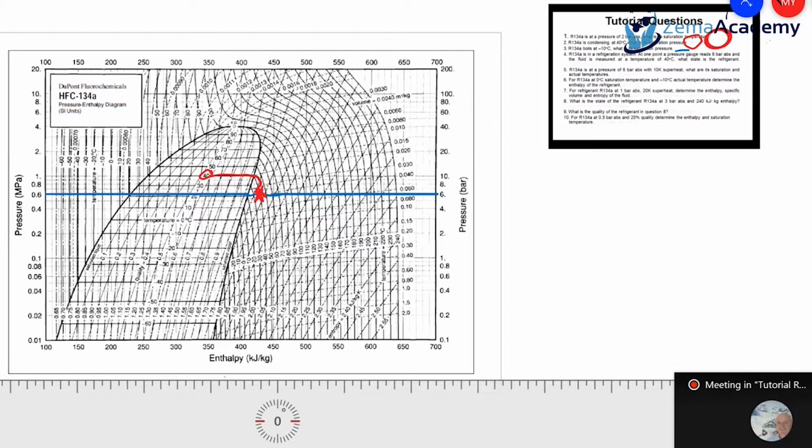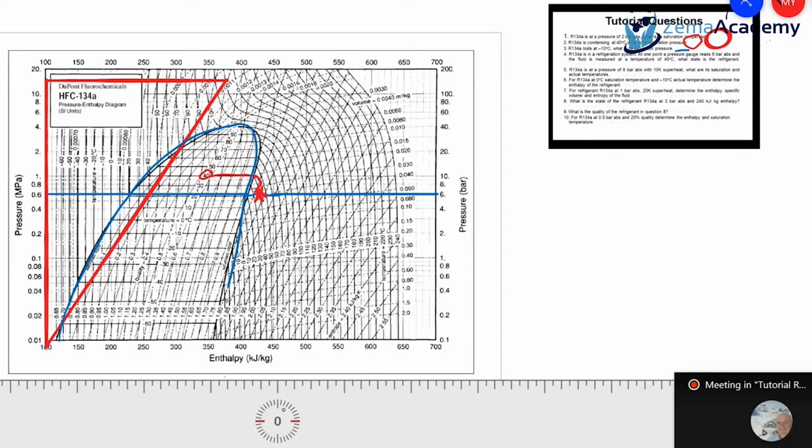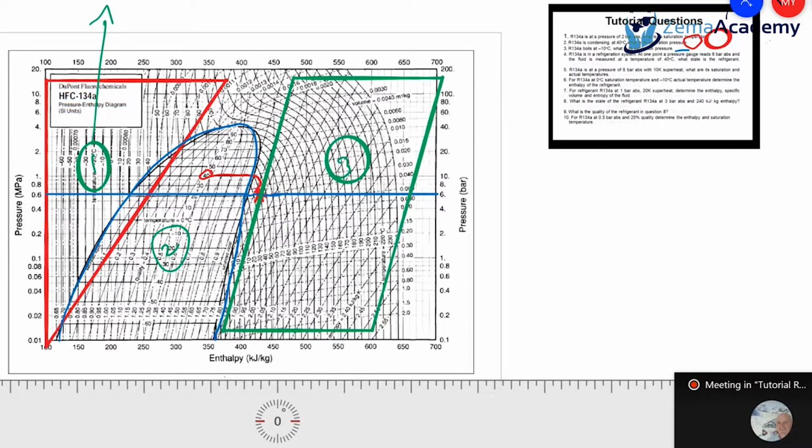Now, last time we divided the pH chart into 3 regions. The first region was anything in this area. The second region was inside the dome-shaped curve. And the third region was anything on the right-hand side of the dome-shaped curve. So this was region 1, this was region 2, and this was region 3. Okay? And what did we say in region 1? What do we have in region 1?